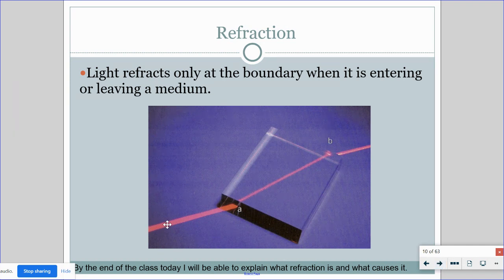Now, the idea is that as light is coming in from the air into a medium, it will refract once as it goes into the medium. And once it's in the medium, it travels at a constant speed all the way through to the end of the medium, where it then refracts again.